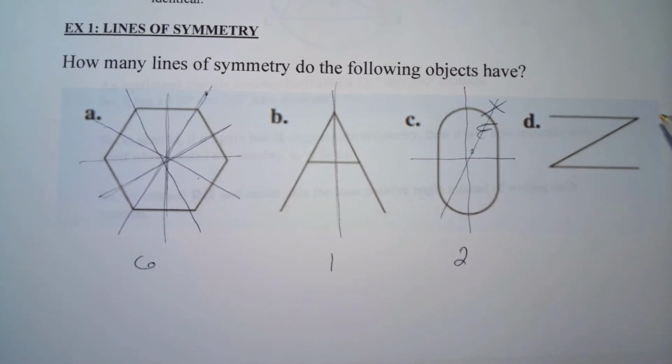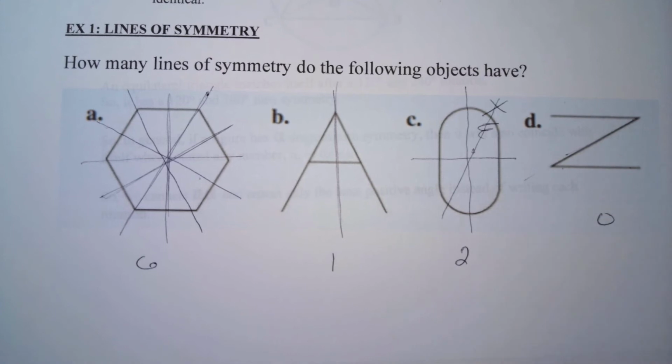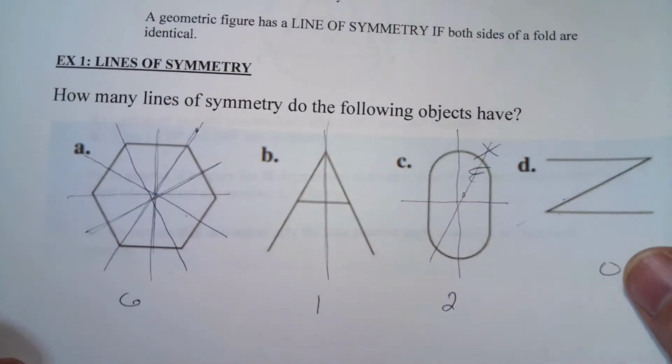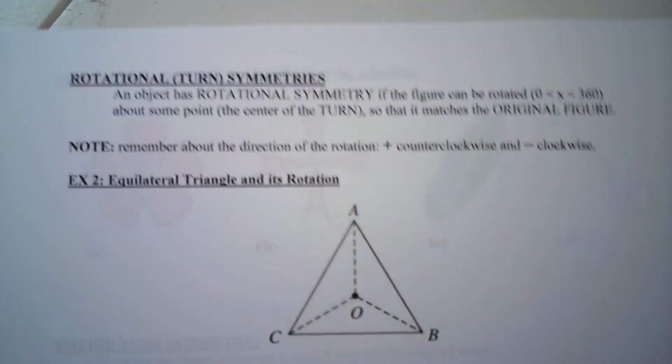Can you fold this anyways? If you fold it this way, will it work? No, because it's different. If you fold it across this way, this line will not meet with that one. You're not going to have any lines of symmetry. Alright, let's look at this.